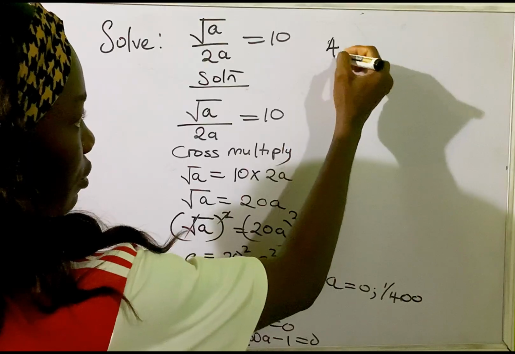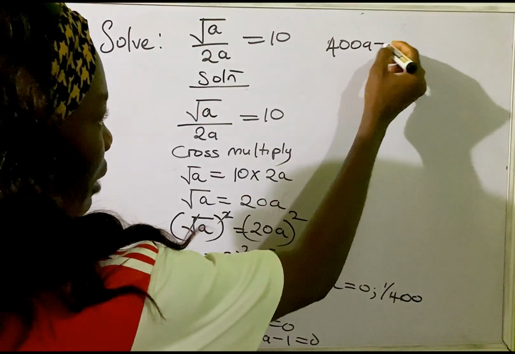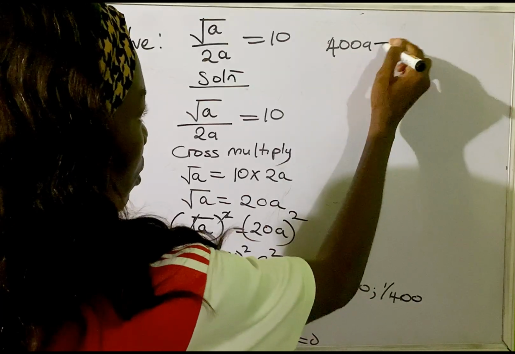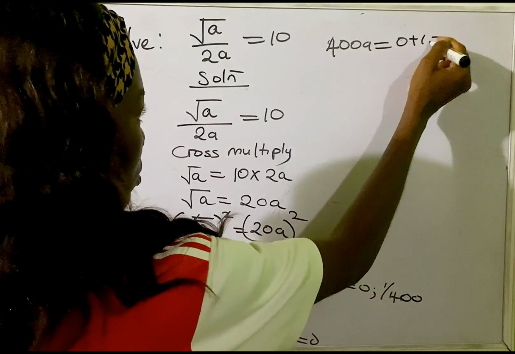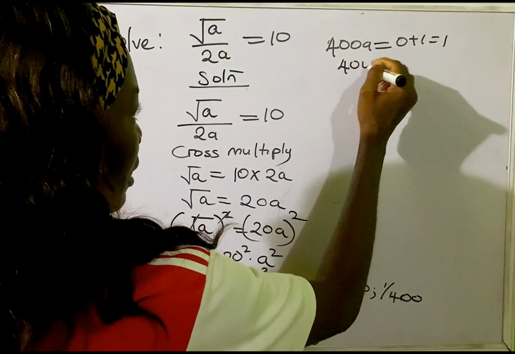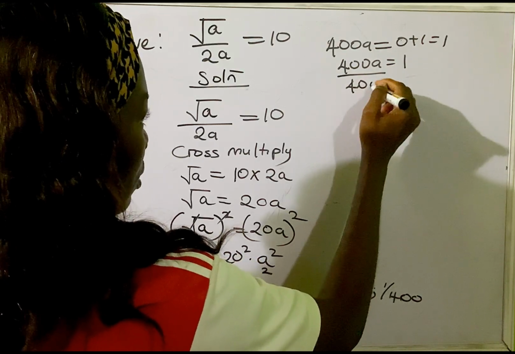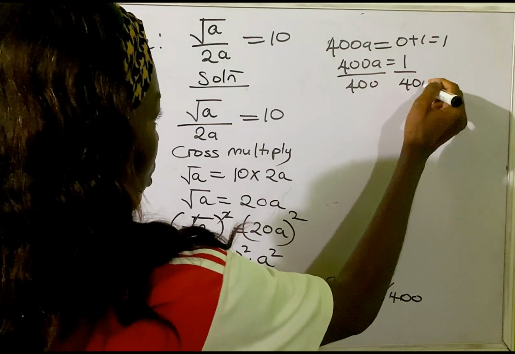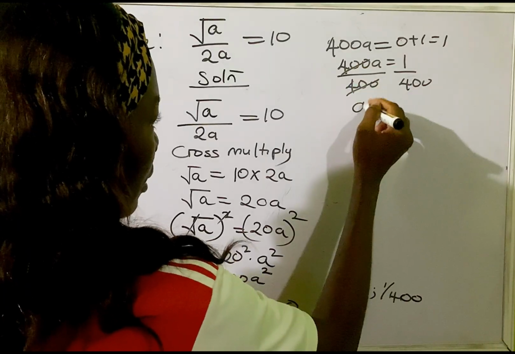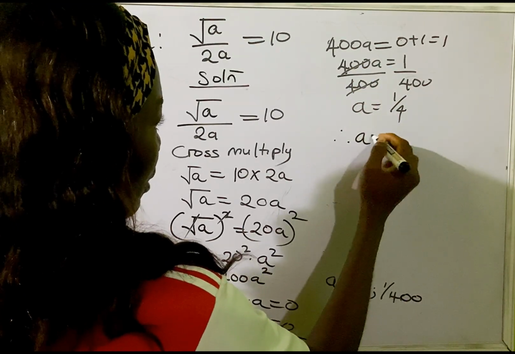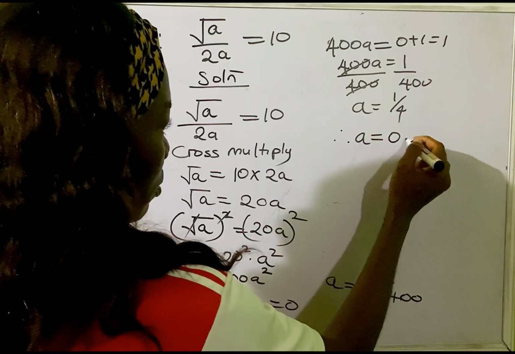So 400a minus 1. 400a is equal to 0 plus 1, which is 1. 400a is equal to 1. Divide both sides by 400. A is equal to 1 over 400. Therefore, our value for a is equal to 0, or 1 over 400.